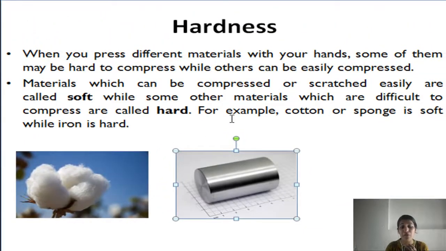Some materials, when you press with your hand, will easily compress, like cotton, and others like iron and aluminium are difficult to compress. So we can say that they are hard.